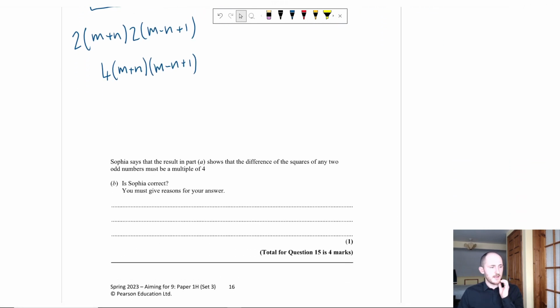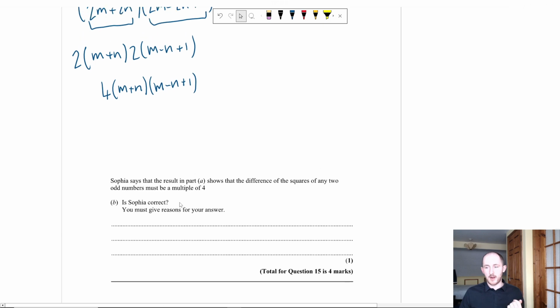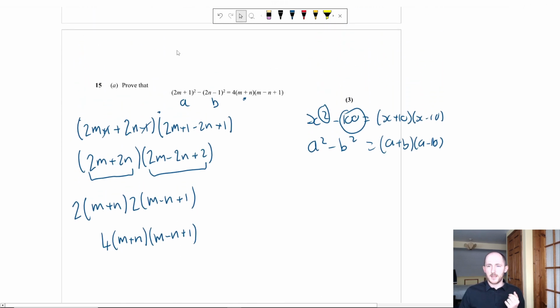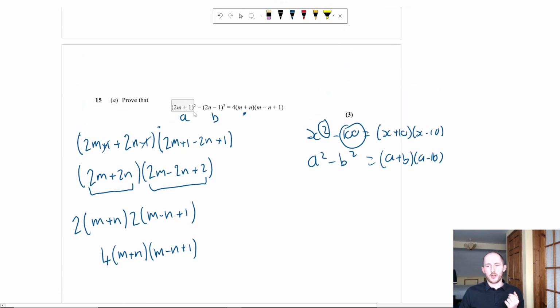Sophia then says that the result in A shows that the difference of the squares of any two odd numbers must be a multiple of 4. Is she correct? Well, let's have a look. Is this first thing an odd number? Well, think about it. It's 2 times an integer, which will always be even, plus 1, which will always be odd. So this, for sure, is odd.